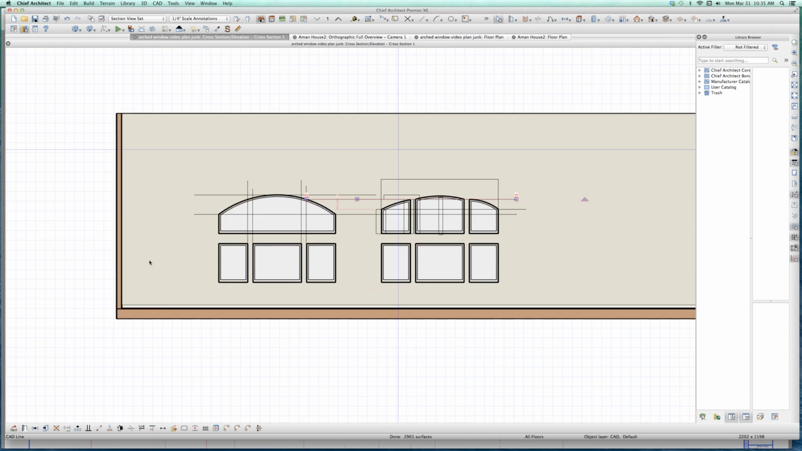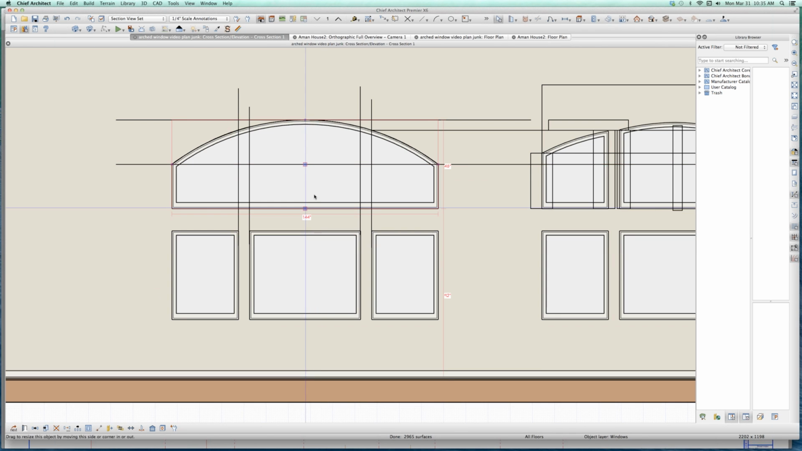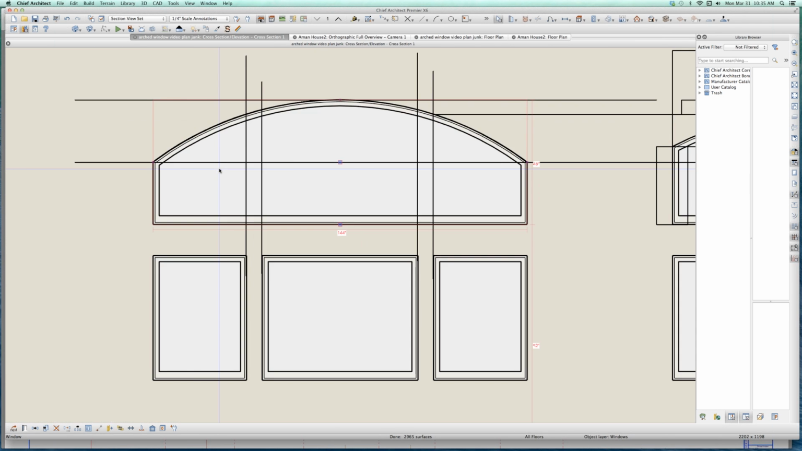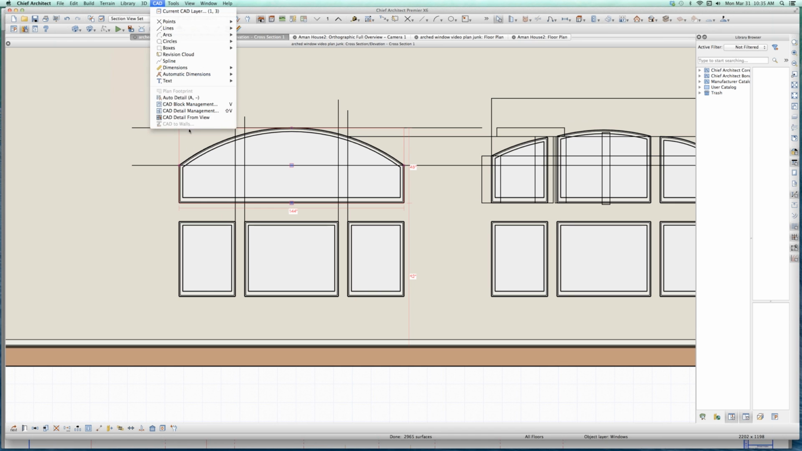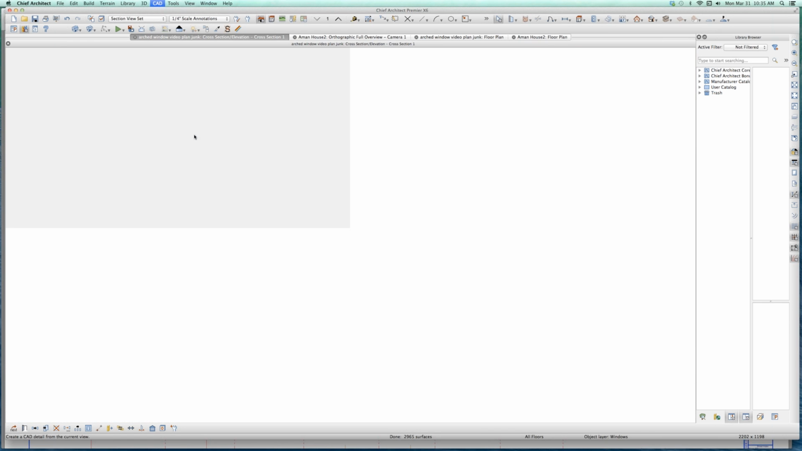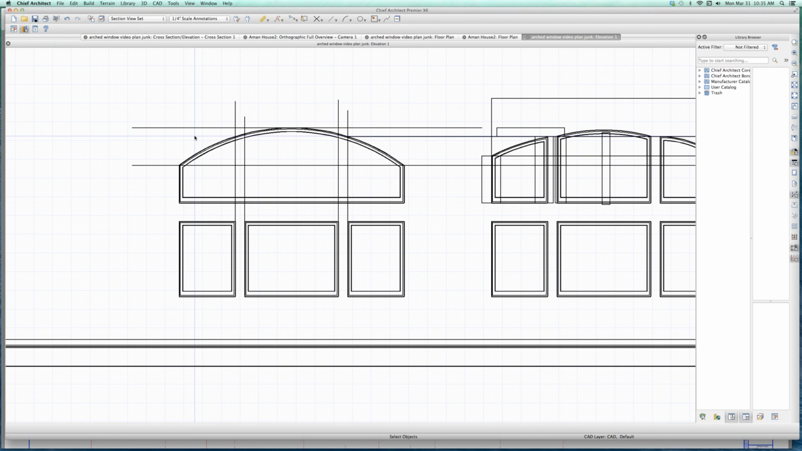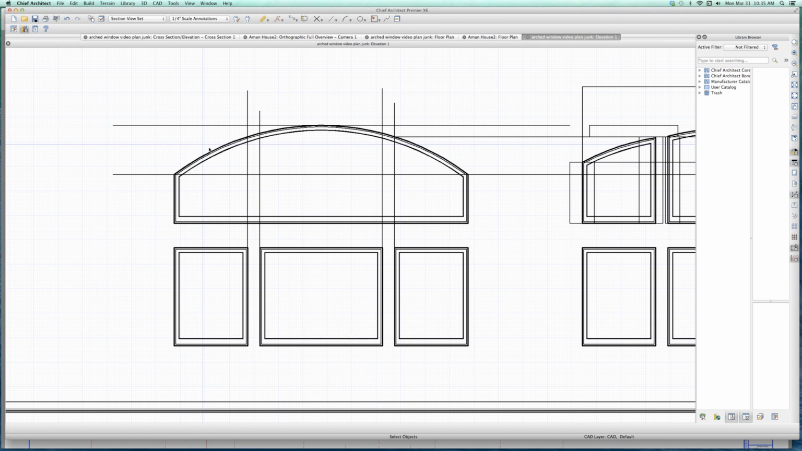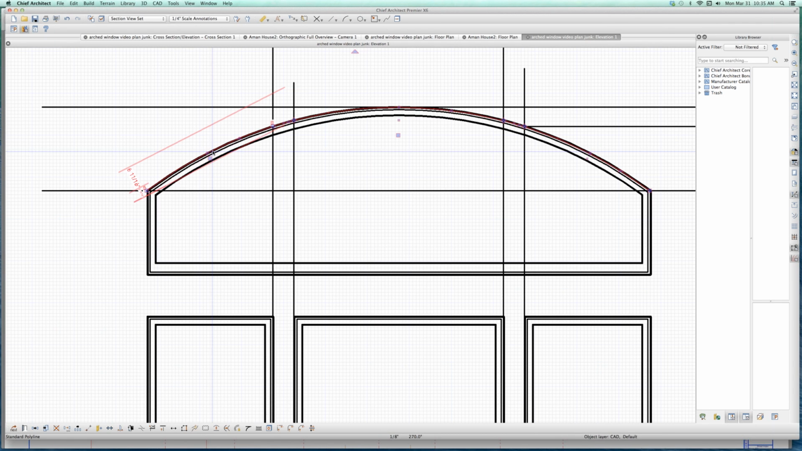Here's the key. Look, you have to be able to define this shape right here. Watch this. CAD detail from view. You got it right there. You got what I'm saying? This is all CAD stuff now, isn't it?